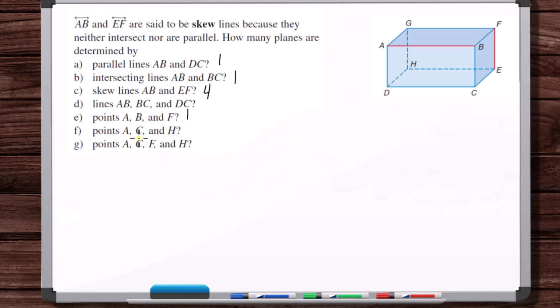Points A, C, and H, that's 3 non-collinear points, one plane. Points A, C, F, and H, those are 4 non-coplanar points. So that's going to be 4.